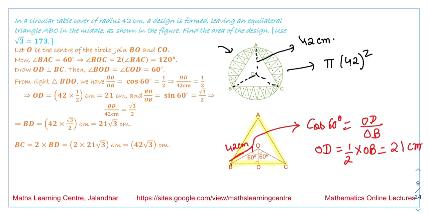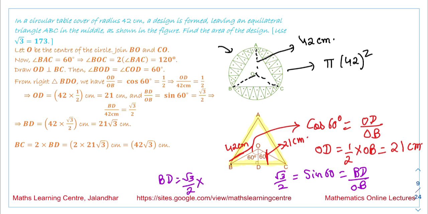So this length OD we have is 21 centimeter. Next we are calculating the value of sin 60. The value of sin 60 will be BD over OB, and sin 60 is root 3 by 2. So we get BD as root 3 by 2 into OB, which is 42. The answer we get is 21 root 3.